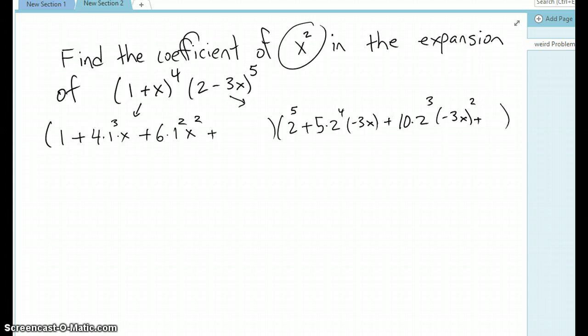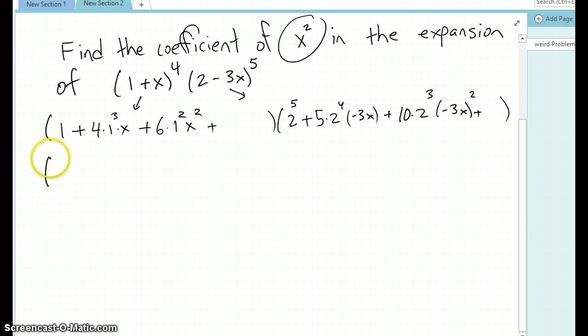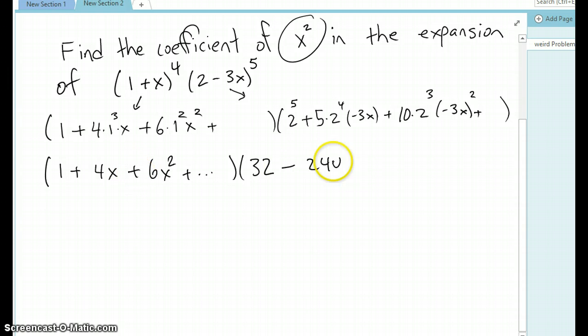Okay, so now we're going to clean this up a little bit, and we're going to just figure out what each of these coefficients is. So this first polynomial is 1 plus 4x plus 6x squared, and then some other terms. The second is 32 minus 240x plus 720x squared, and then some other things. And I got that on my calculator.